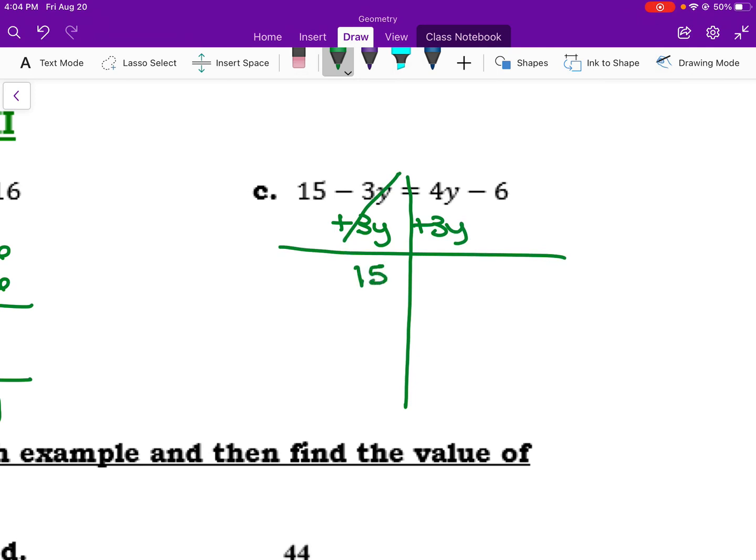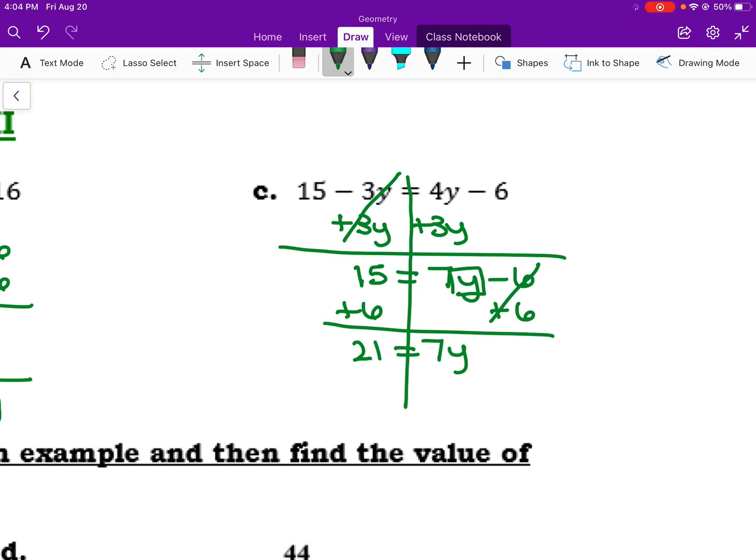So I'm going to have everything cancel on the left, leaving me with a 15. On the right, this becomes a 7y minus 6. And again, because I'm trying to get y by itself, I need to use my inverse operations. So add 6 to both sides. This is going to give me 21 equals 7y. And right now, this is 7 times y, which I can undo through division. So I'm going to divide both sides by 7. And this will leave me with 3 equals y. And that would be my conclusion here, that y equals 3.